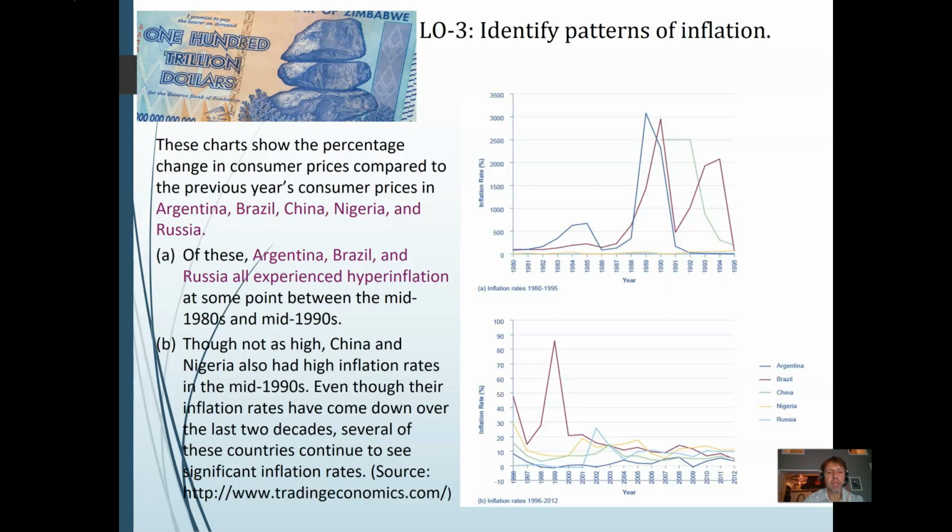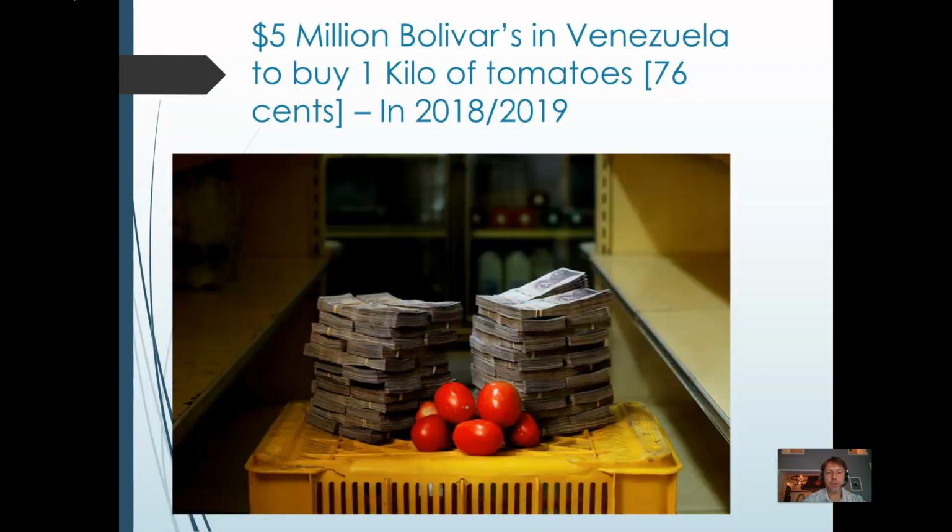But today, Venezuela is still experiencing hyperinflation, and in 2018-19, it was really high, as much as a million percent in some of the projections and estimates. You could go out and take this pile of cash here, 5 million bolivars, and buy 1 kilo, that's what this is, of tomatoes. That 5 million bolivar was about 76 cents, and I've seen Zimbabwe, for example, have to cut zeros off.